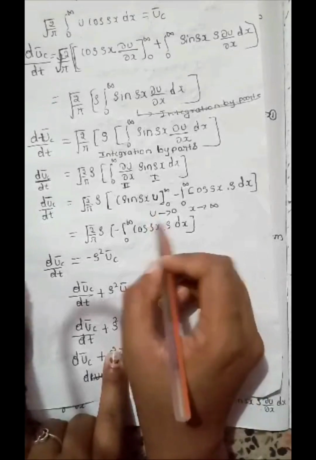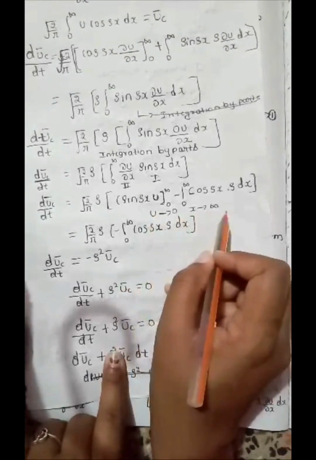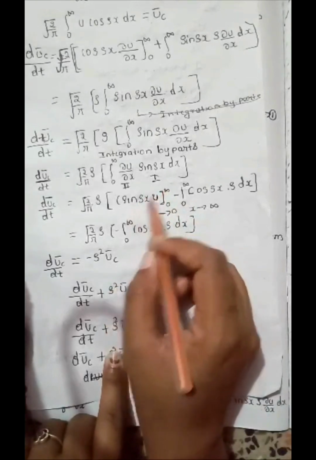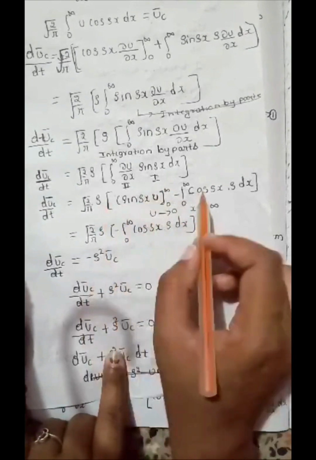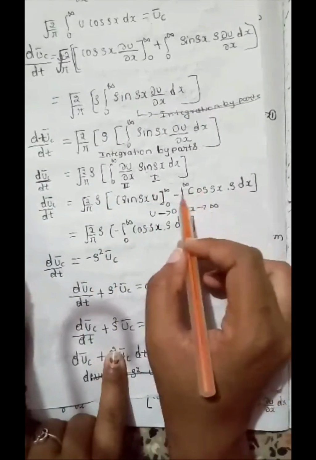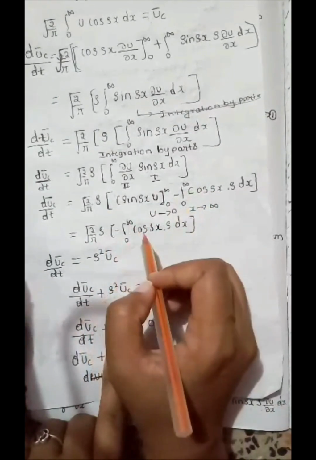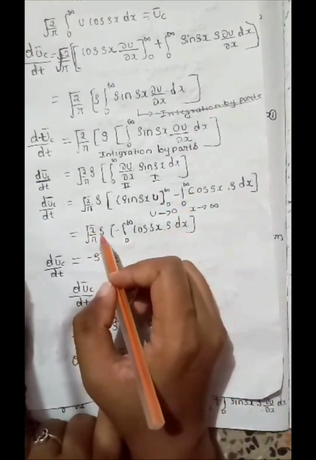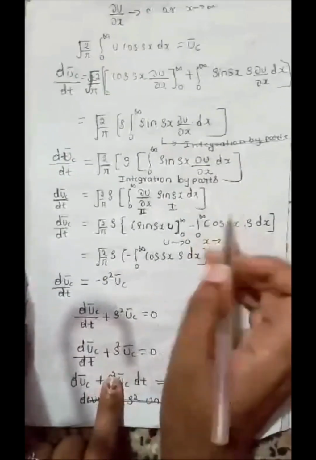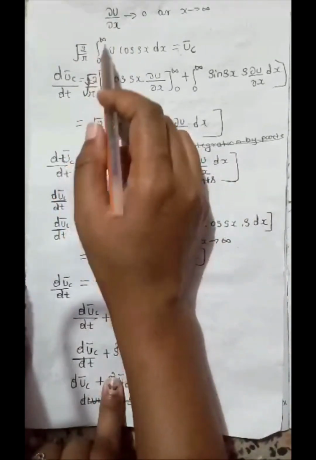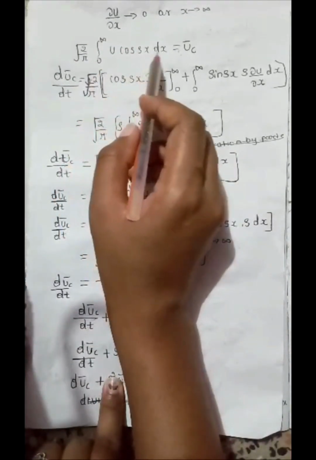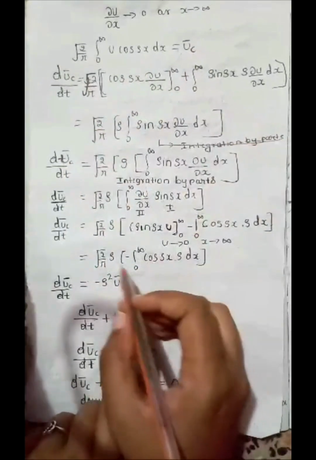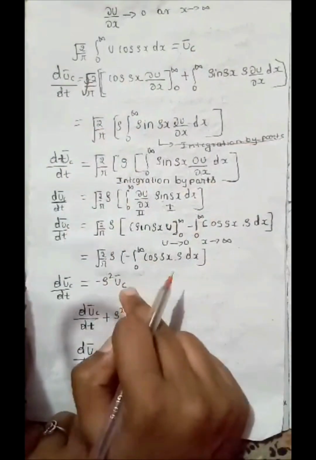So we know that u tends to 0 as x tends to infinity. So this term will get cancelled and become 0. This term vanishes and then the remaining is this term. Then we get minus 0 to infinity cos sx into s into dx, so square root of 2 by pi s. We already know that square root of 2 by pi, 0 to infinity u into cos sx dx will be equal to u bar of c. So we have to substitute in the place of u bar of c.